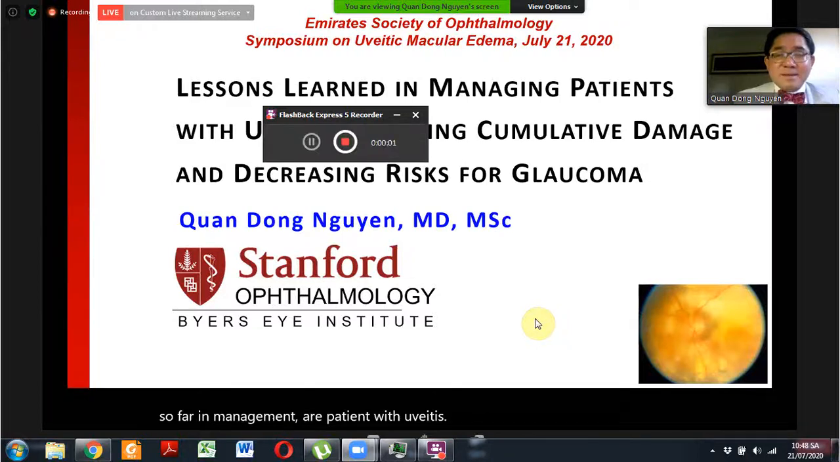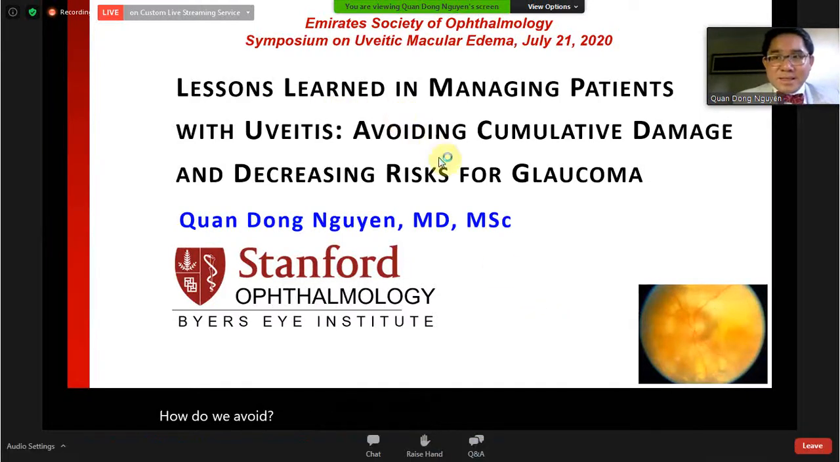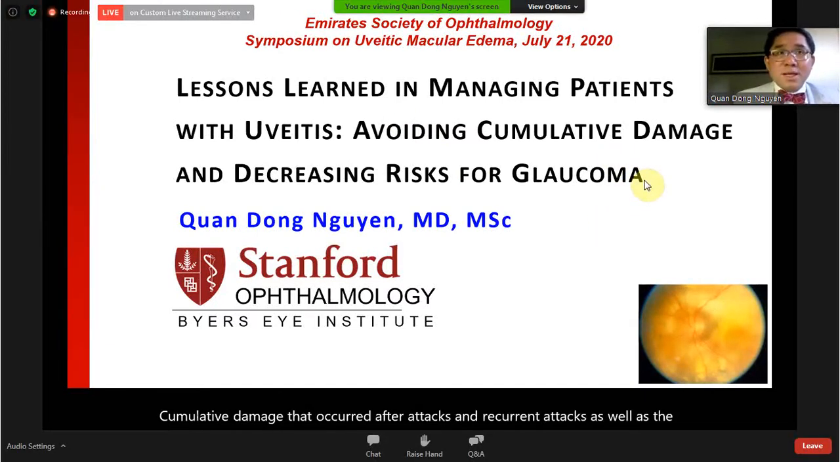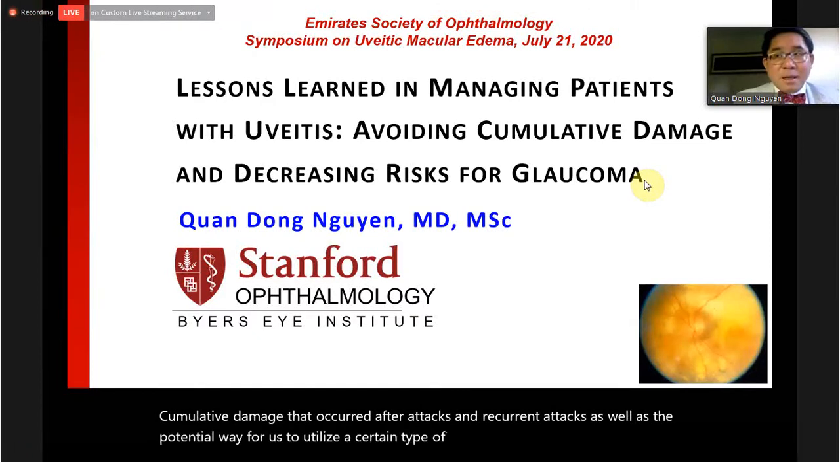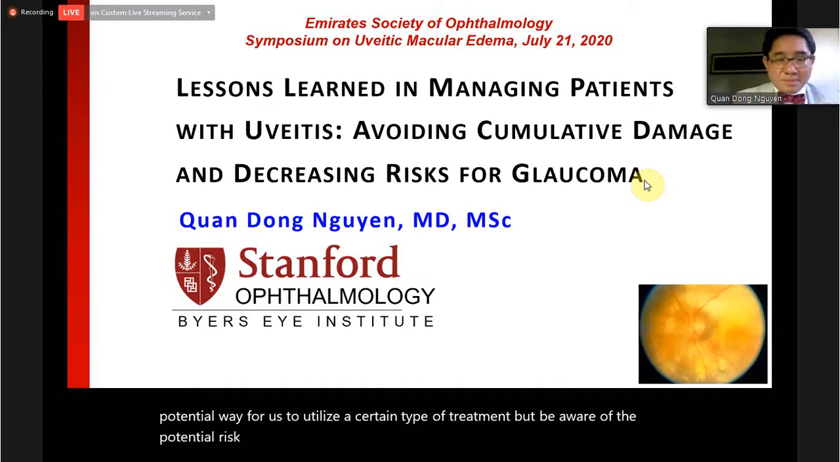Cumulative damage that occurred after attacks and recurrent attacks, as well as the potential way for us to utilize a certain type of treatment, but be aware of the potential risk for ocular hypertension and glaucoma.